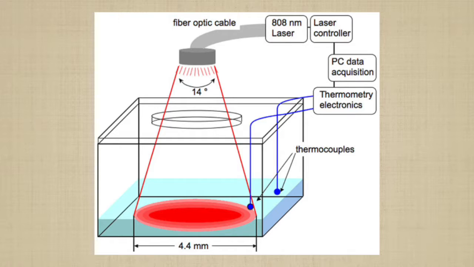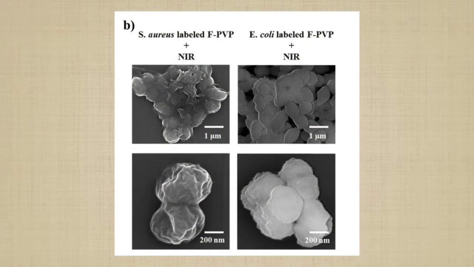Finally, the bacteria were killed by heat. Using NIR irradiation, the efficiency is almost 100%. This is the image of bacteria by SEM after using NIR irradiation for 5 minutes.